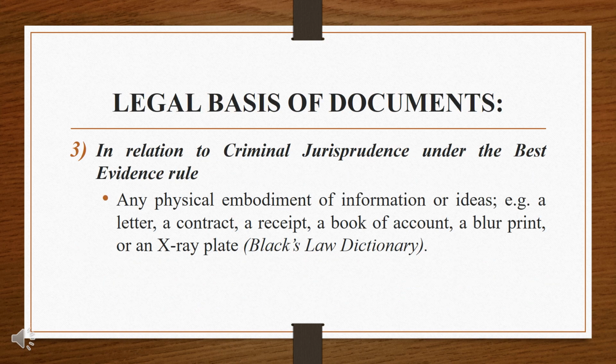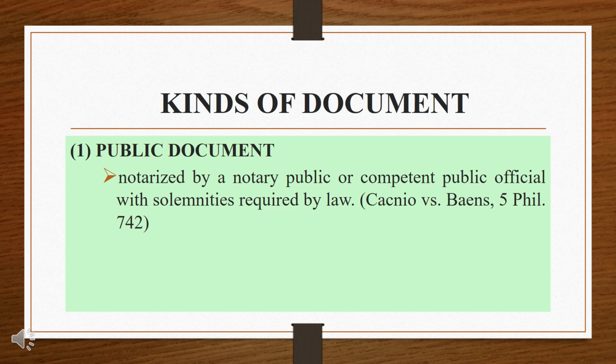In relation to criminal jurisprudence, under the best evidence rule, a document is any physical embodiment of information or ideas. Example: a letter, a contract, a receipt, a book of account, a blueprint, or an X-ray plate. Kinds of document. Public document. Notarized by a notary public or competent public official with the solemnities required by law. Cacnio vs. Baens, Volume 5 Philippine Report, page 742.